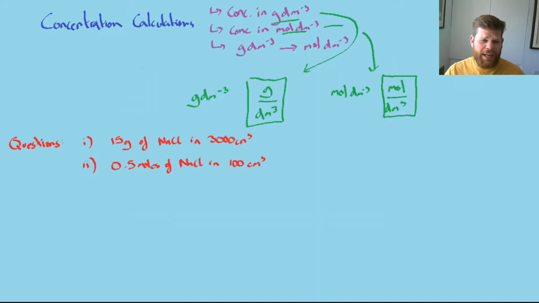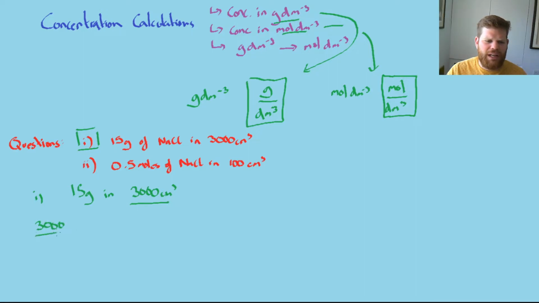So hopefully you found those okay. Let's have a little look at these 2 questions then. First off, part number 1, which I'll do in this dark green colour. We've got 15 grams in 3,000 centimeters cubed. The first step is that we've got to turn this into decimeters cubed. So I take 3,000, divide it by 1,000, and that means I've got 3 decimeters cubed.